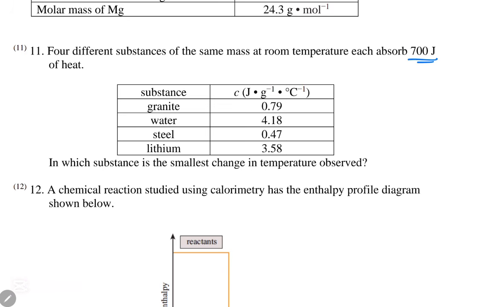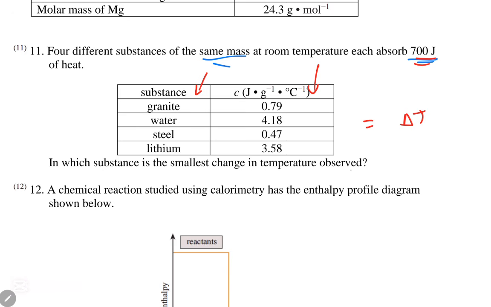First thing, we know that they're of the same mass. And they each absorb what? They each absorb the same amount of energy. They gave us the substance and they gave us their specific heat capacity. Right? And we know that the equation is Q equals mcΔT. If they have the same mass, they have the same joules, right? And we're dealing with c and ΔT.